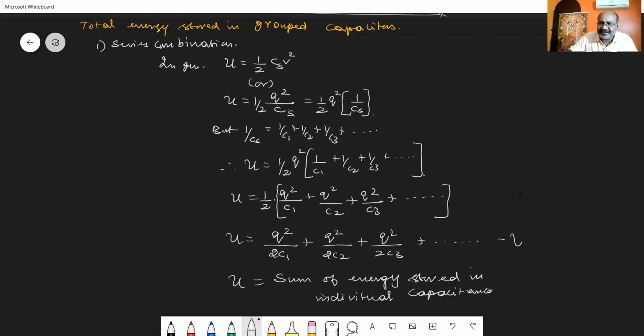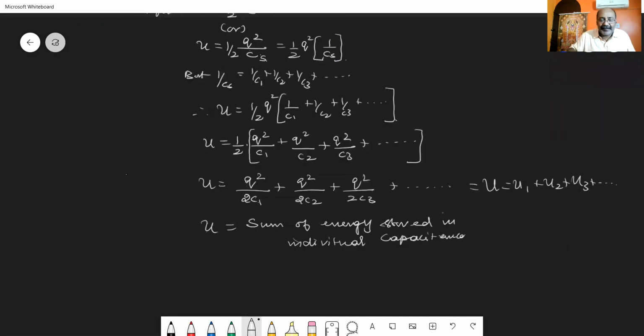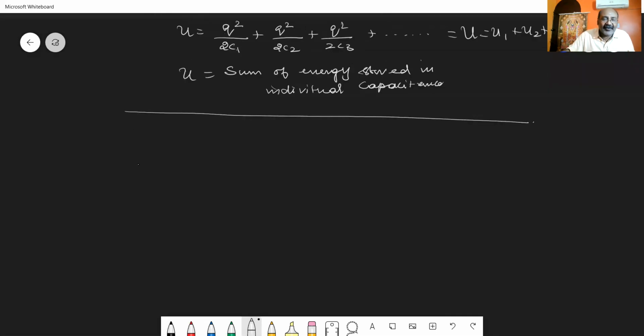Or I can write epsilon is equal to epsilon 1 plus epsilon 2 plus epsilon 3, etc. Because half into Q square by C1 is the energy stored in the first capacitor, this is the energy stored in the second capacitor, and this is the energy stored in the third capacitor. So in general, the total potential energy of capacitors in a grouping is equal to the sum of the energy stored in individual capacitors. Hope you have understood. Nice. Next one.